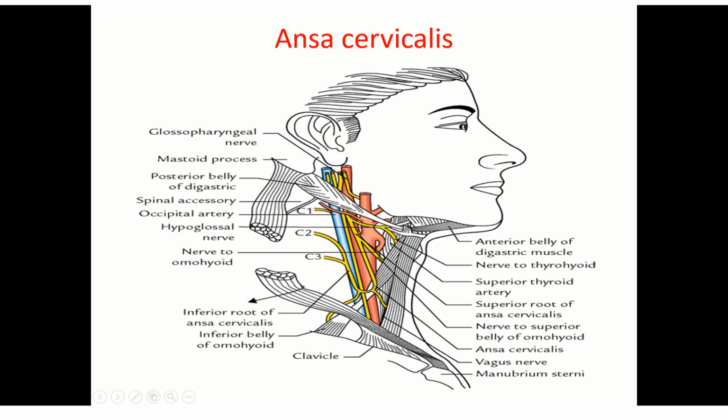This has two loops. The one loop is called the descendens hypoglossi, which comes from the hypoglossal nerve that is carrying fibers from C1, whereas behind there is one more loop which is formed by C2 and C3 that is called the descendens cervicalis. Both of them are joined by the ansa cervicalis.